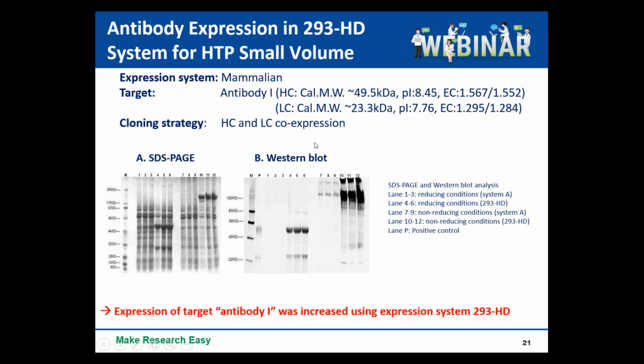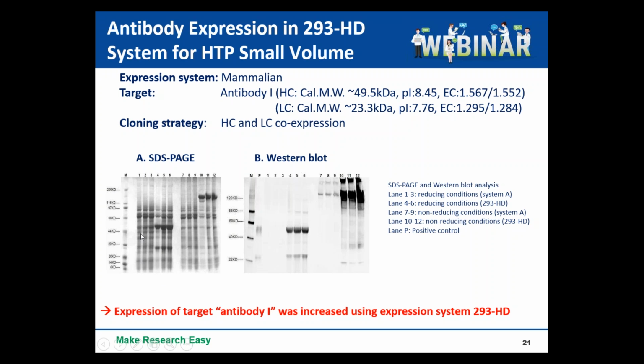And GenScript has invested in a 293 transient expression high density system for high throughput small volumes. So essentially, this is a much more robust system than your standard transient expression systems out there. And it's a mammalian system, uses HEK293 cells, and we have a case study here where we produce antibody I. The antibody criteria listed here, heavy chain and light chain parameters are listed here. The cloning strategy was heavy chain and light chain co-expression.